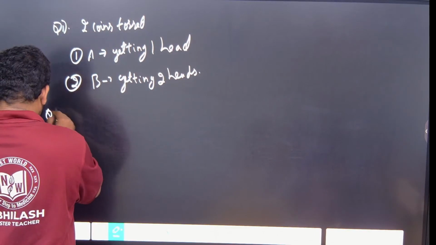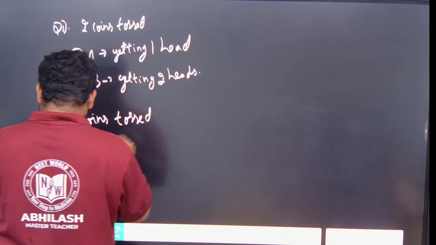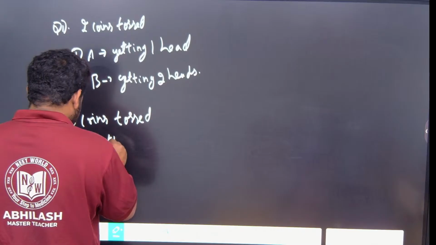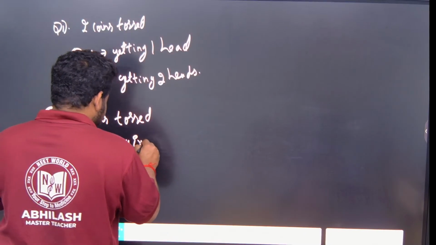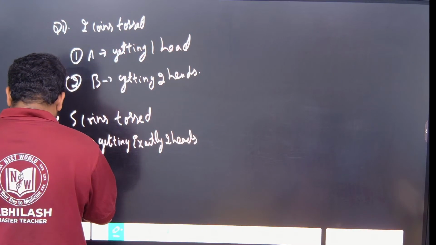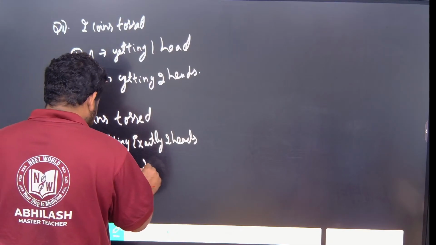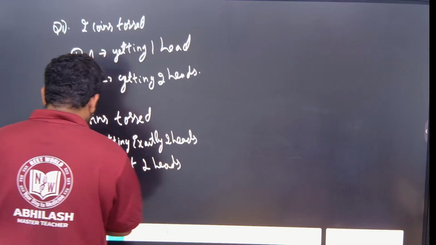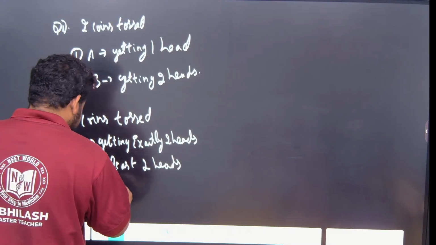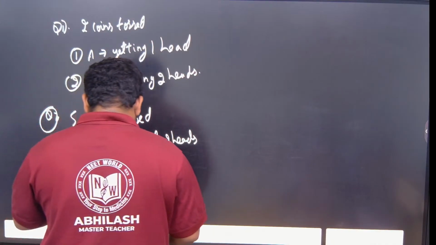Next, question 2: 5 coins are tossed. Please write down the questions along with me. First question is A, getting exactly 2 heads. Next, B, at least two heads. Please focus. C, at most four heads.